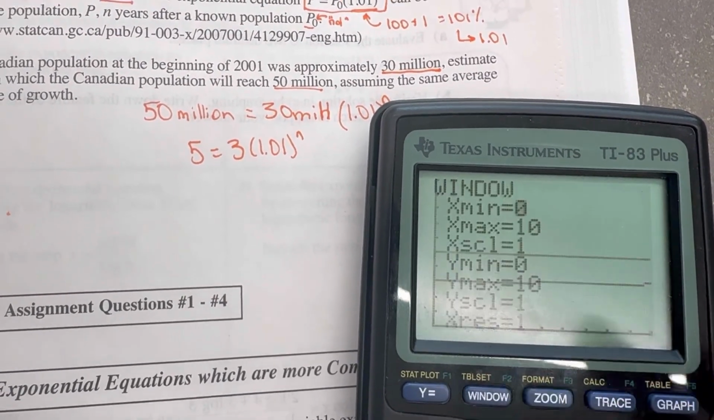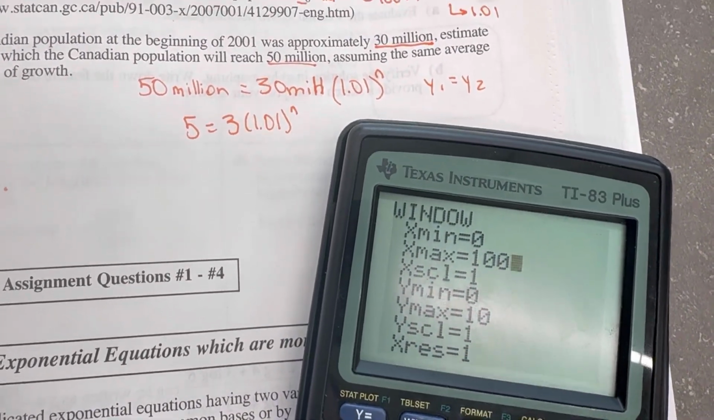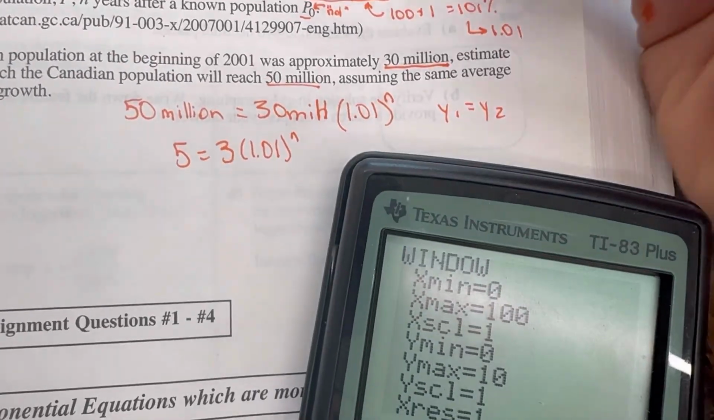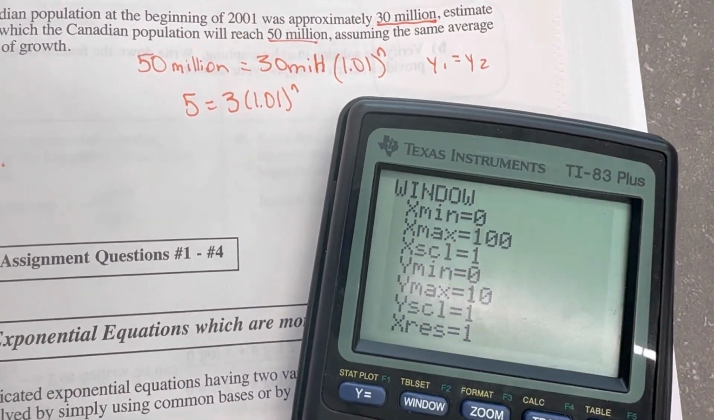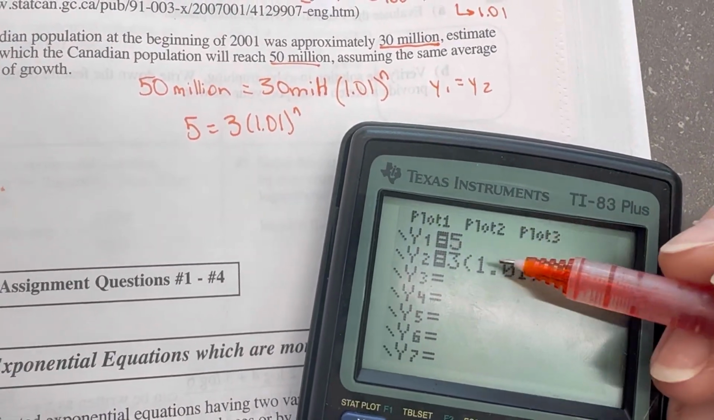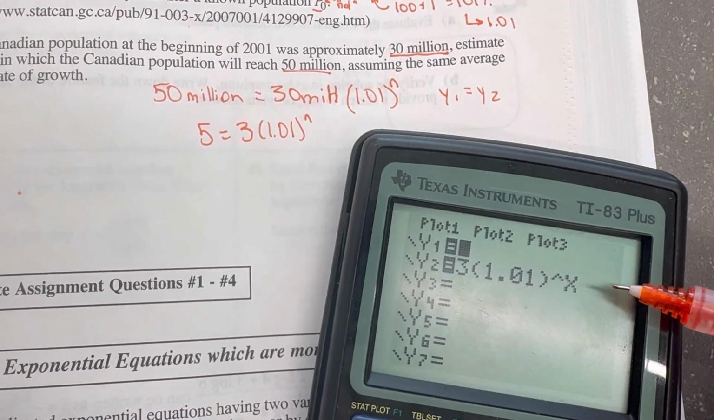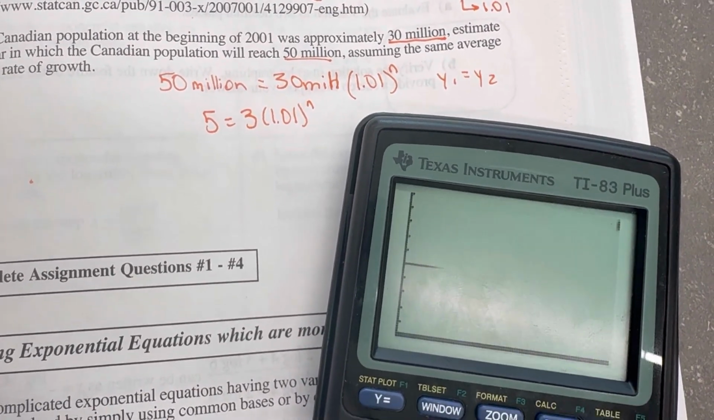Let's see. I think I just need my window. So my y max, let's do, well, I guess we're talking about almost doubling the population. So it's probably gonna be, I'm gonna put 100 for x max, and then I'm just gonna make sure 3 times, yeah, that looks good. Okay, graph.